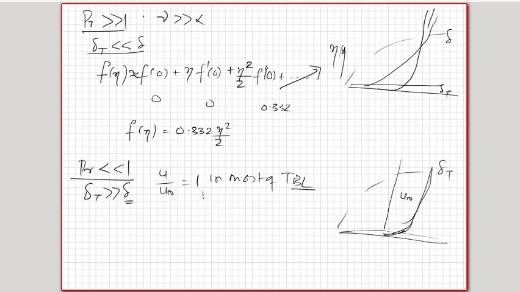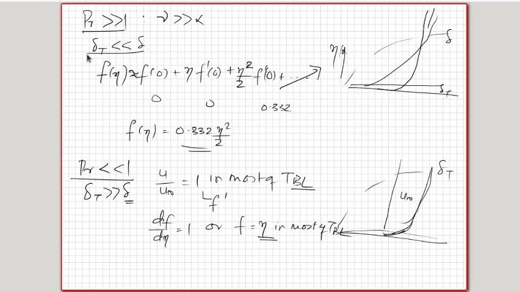So this u by u infinity is nothing but f prime. Okay, so df by d eta is equal to 1, or if I integrate this, f is equal to eta in most of the thermal boundary layer. Okay, so there f is equal to eta and here f is equal to 0.332 eta square by 2 in this one. Now using this we should be able to get the expression for the Nusselt number by solving the energy equation.